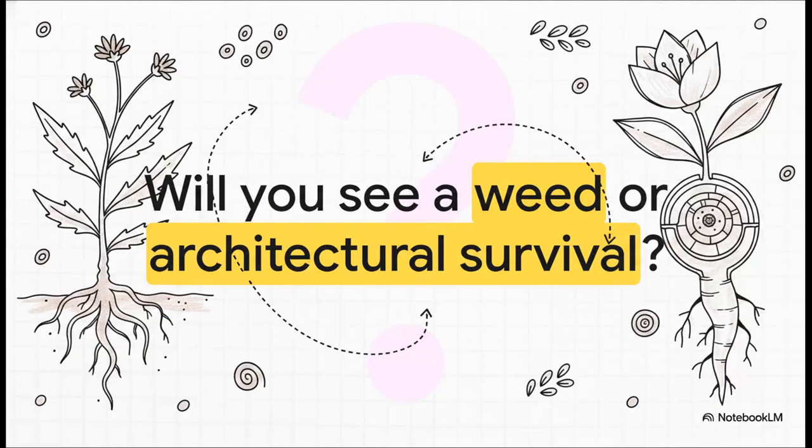So I'll leave you with this one thought today. Armed with the vocabulary of Katherine Esau and generations of botanists, next time you pull up a weed in your garden, are you going to see just a pesky plant, or will you see a masterclass in architectural survival, perfectly adapted from root to shoot?